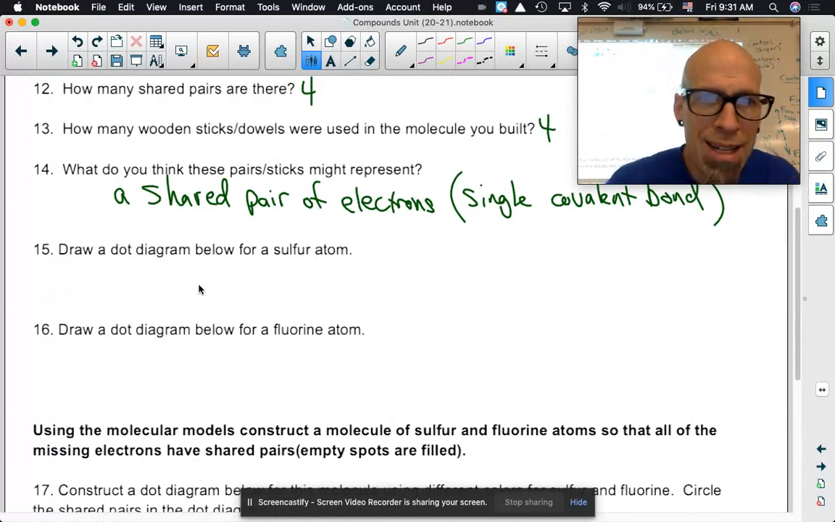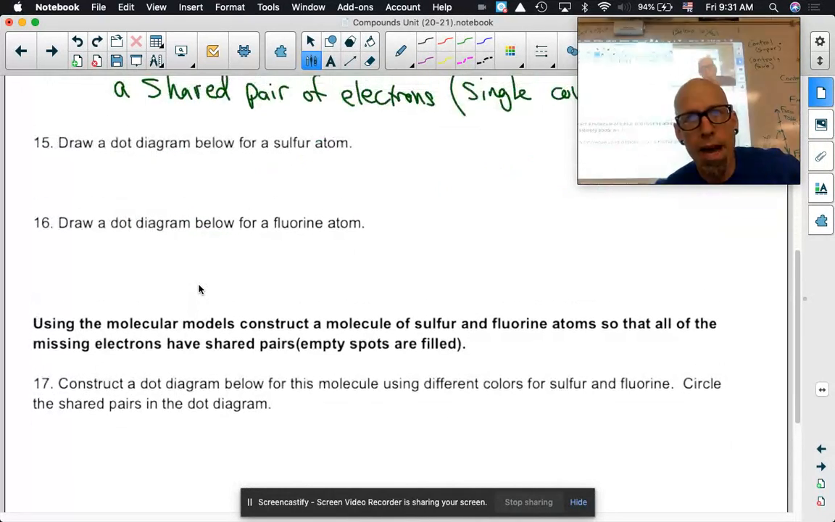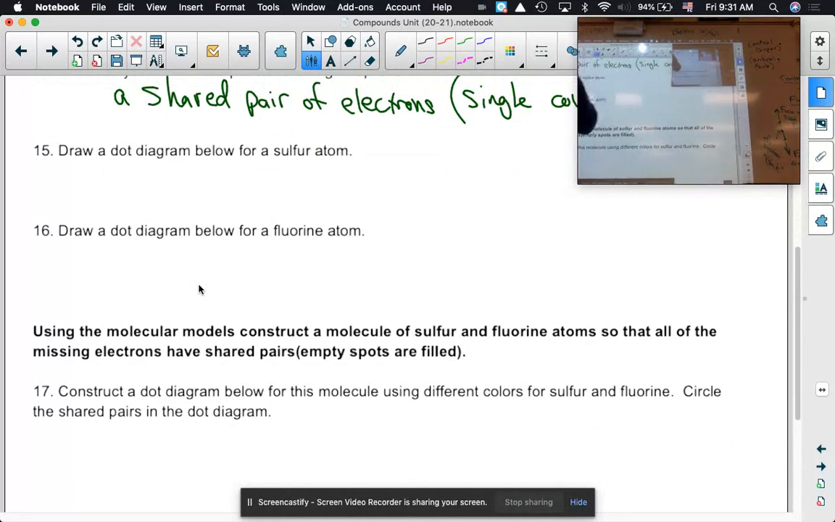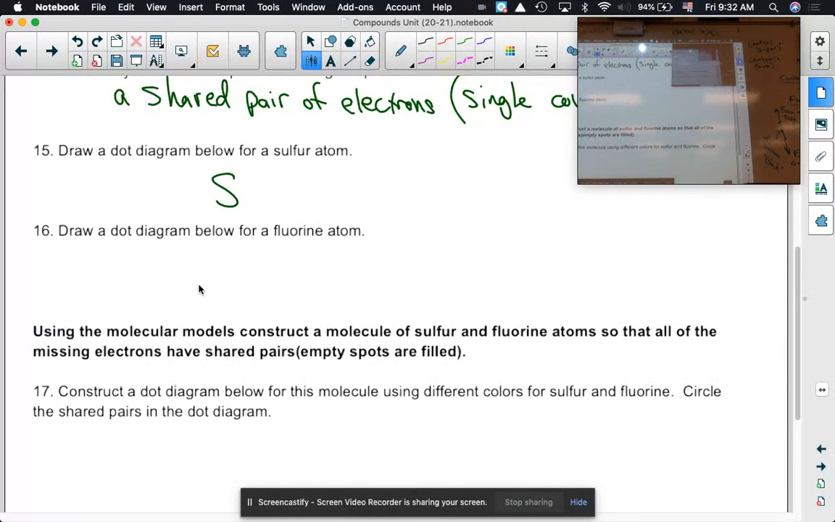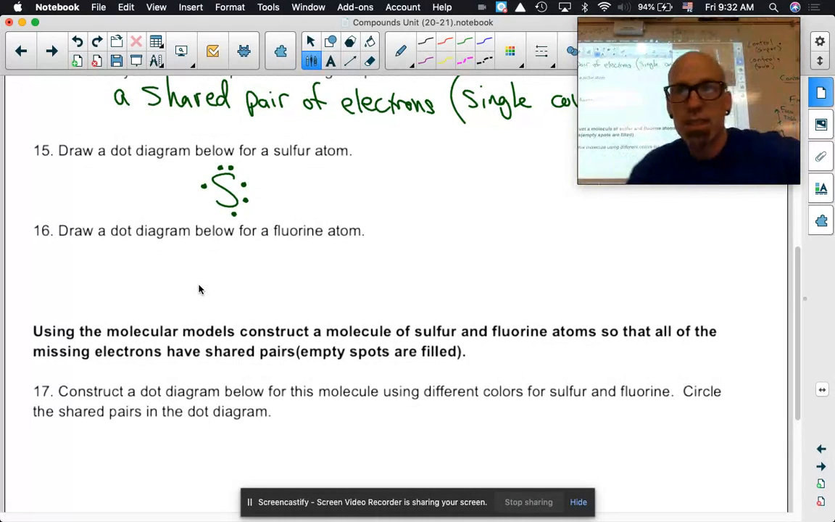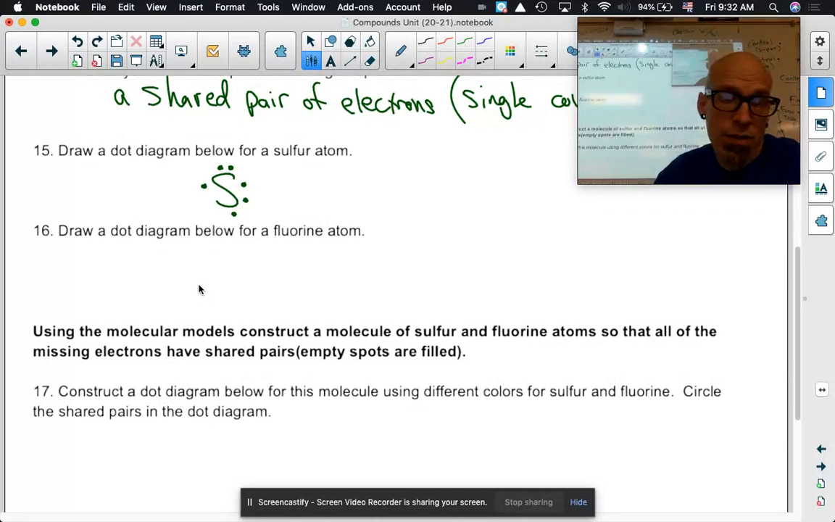So draw a dot diagram below for a sulfur atom. Okay, so moving on. So now we have sulfur, which you're supposed to be able to find in the table, which has how many electrons around it? 1, 2, 3, 4, 5, and 6. Because remember, the valence number for sulfur is 6. Hopefully you looked that up if you didn't remember it.